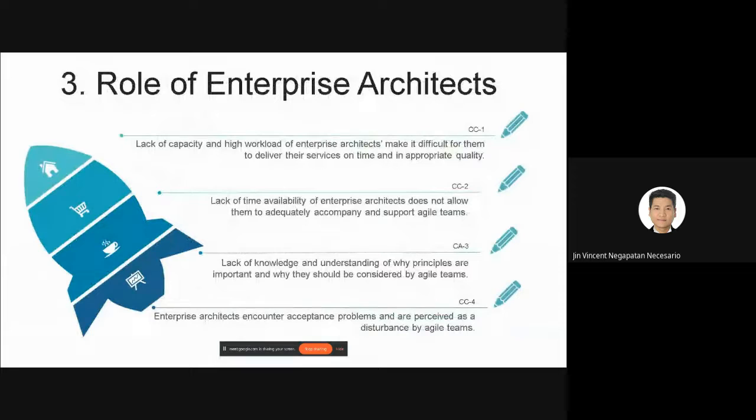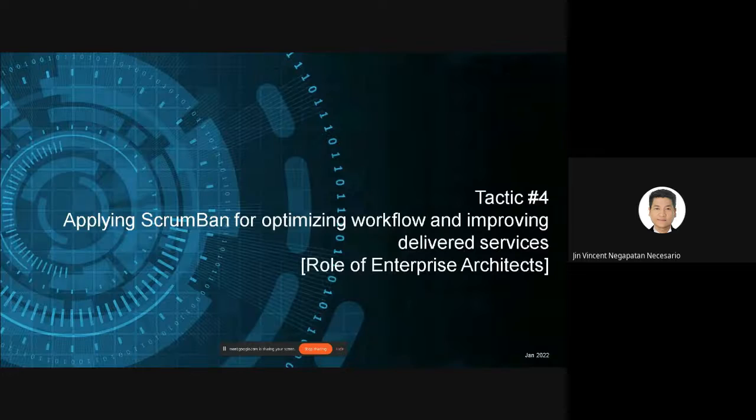Okay, so another unit of analysis, which is number three, is the role of the enterprise architects. Basically, in the case study, they say that the lack of capacity of enterprise architects makes it difficult for them to deliver services on time and at appropriate quality. So lack of time does not allow them to support the agile team, and there is a lack of knowledge and understanding of why principles are important and why they should be considered by agile teams. And then enterprise architects encounter acceptance problems and are perceived as a disturbance by the agile team.